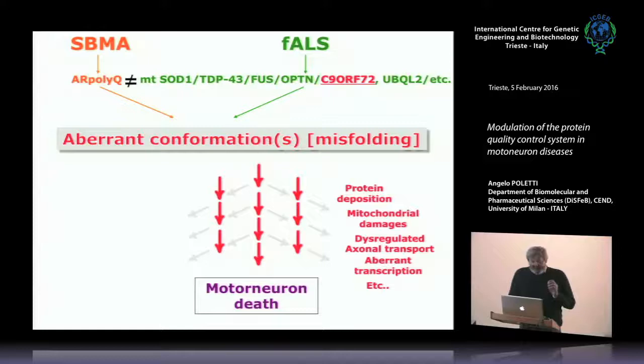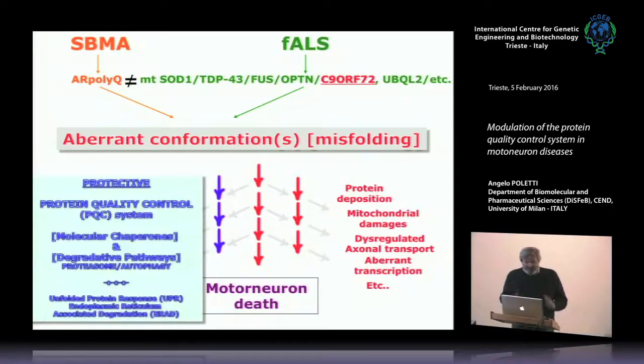So the problem is, how can we counteract the misfolding of this protein, which is actually maybe a trigger for the disease? The cells have developed, actually, an important system to counteract the presence of misfolded proteins in the cells. And this system is called the protein quality control system, which is composed of molecular chaperones and the degradative pathway. And we have two degradative pathways that are the proteasome and the autophagic system.